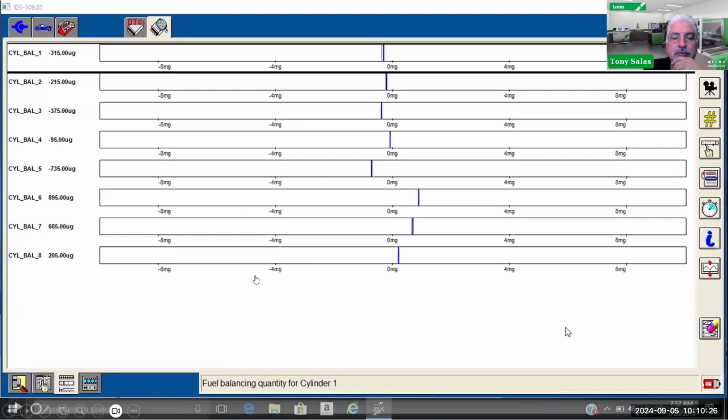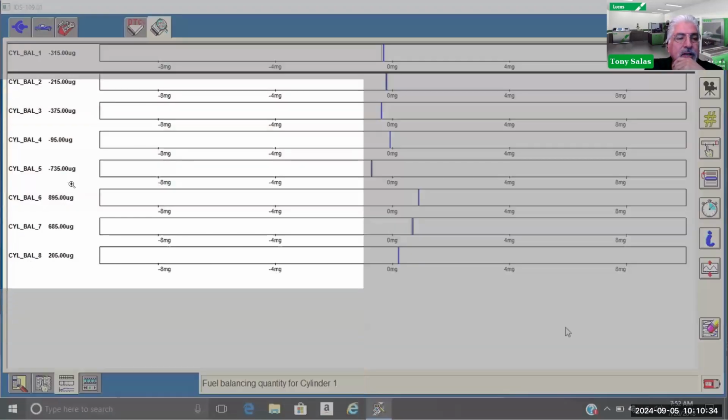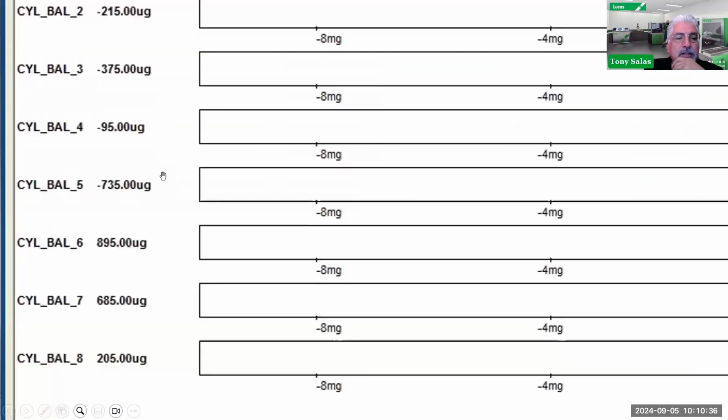Look at the scale here. Minus 4 milligrams of change to 4 milligrams of change. But if you look on the far right, and hopefully I can zoom this, yeah, I can zoom it, you're going to notice that the readings are in micrograms. So in this case, 1 microgram is far less than a milligram, thousandths versus millionths of a change. He's telling you he's making millionths of a change.